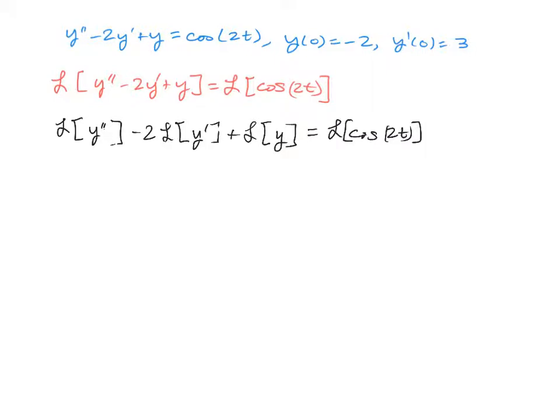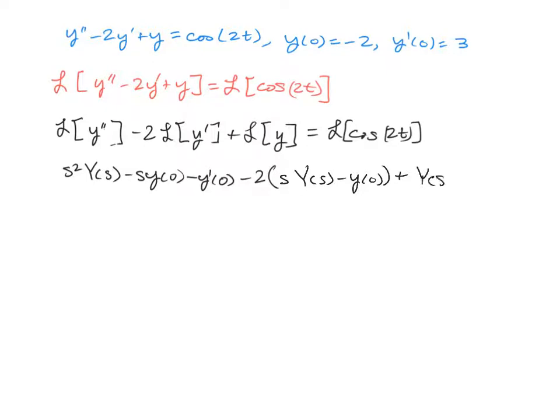All right, now the Laplace transform of y double prime, we learned that back in section 5.2. That's s squared big Y of s minus s times little y of 0 minus y prime of 0. Then we have minus 2 times the Laplace transform of y prime, which is s big Y of s minus y of 0, plus the Laplace transform of y, which is big Y of s, and that's equal to the cosine, which is going to be s over s squared plus 4.